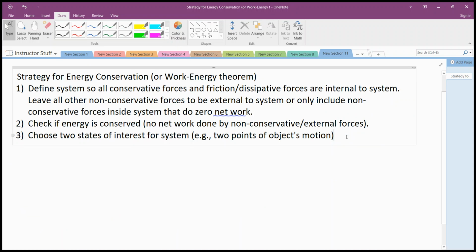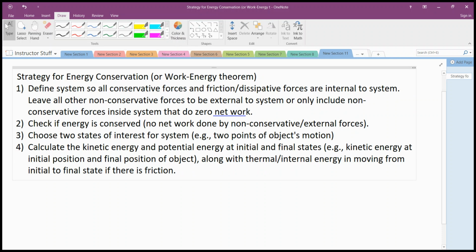You will notice that aside from step 2, setting up the problem to solve by conservation of energy or the work-energy theorem is all the same steps. We're going to calculate the kinetic energy and potential energy at both the initial and the final states. Using our example again, maybe you have the top of the hill and bottom of the hill for the object's motion. You calculate the kinetic energy at the top of the hill and the kinetic energy at the bottom of the hill. You'll calculate the potential energy at the top of the hill and at the bottom of the hill.